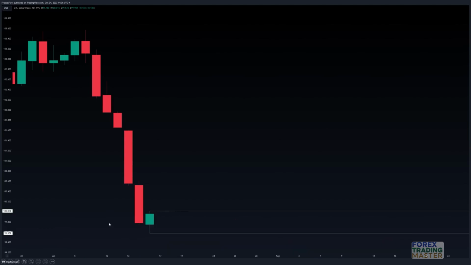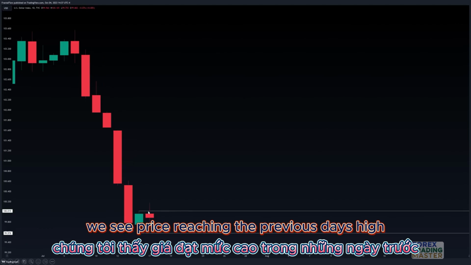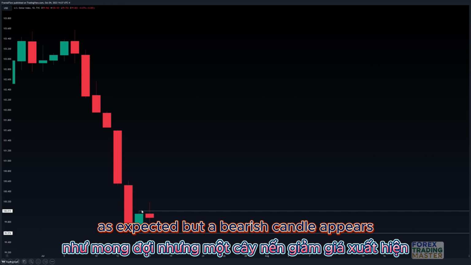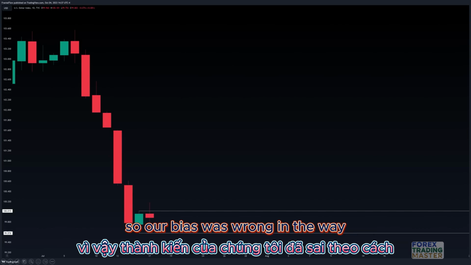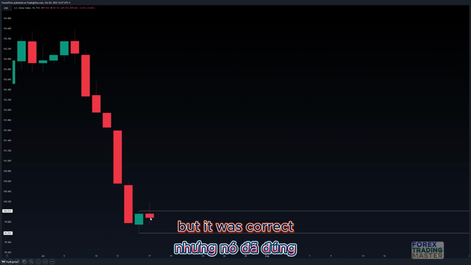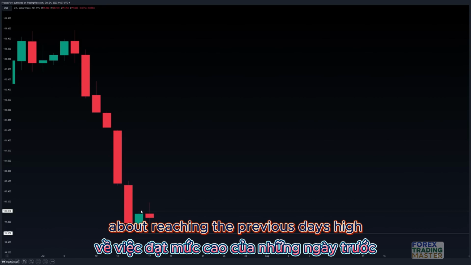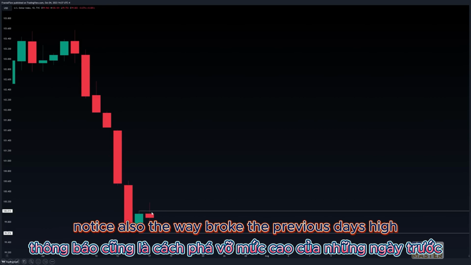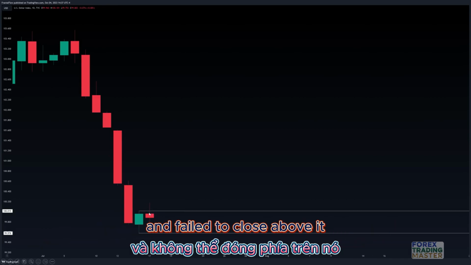In the next candle, we see price reaching the previous day's high, as expected, but a bearish candle appears. So our bias was wrong in the way it played out, but it was correct about reaching the previous day's high. Notice also that price broke the previous day's high and failed to close above it.